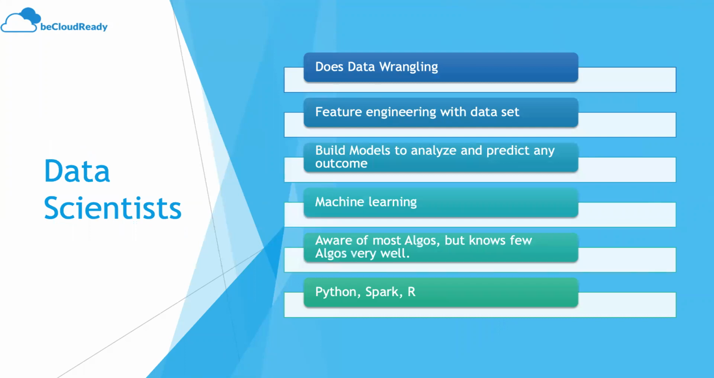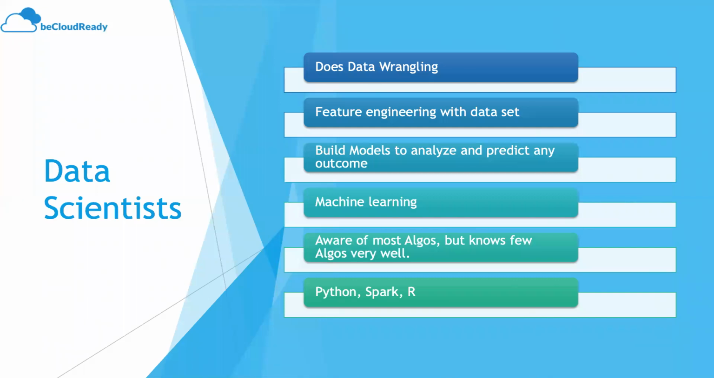Next is data scientists. So now see what data scientists do. They do data wrangling, yes. They do feature engineering, yes. This is the main bread and butter, feature engineering. They build models on the data. They predict the outcome. Machine learning is involved.